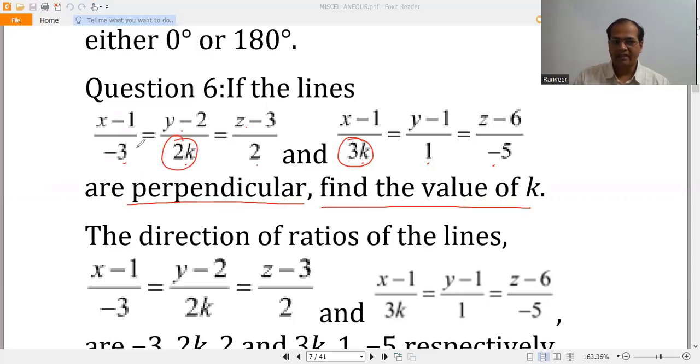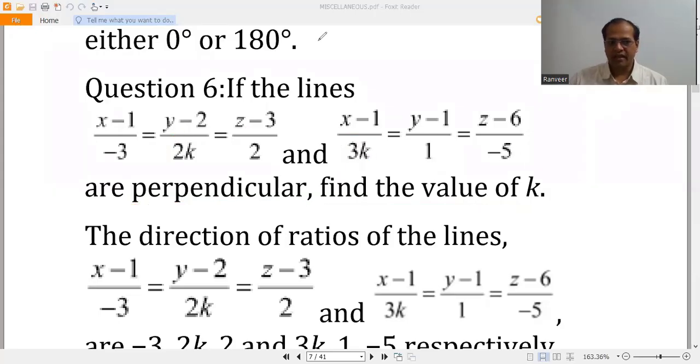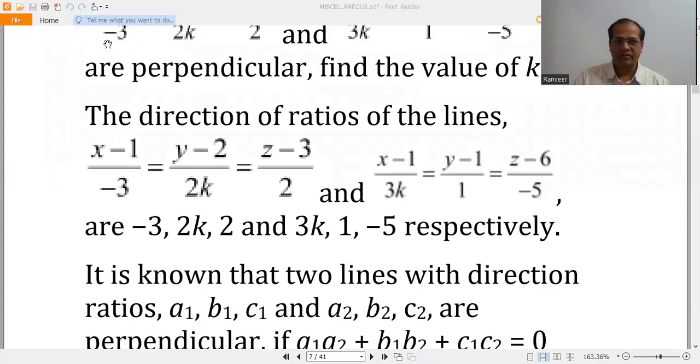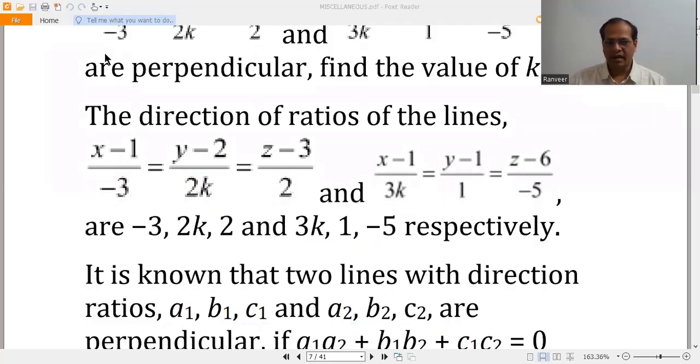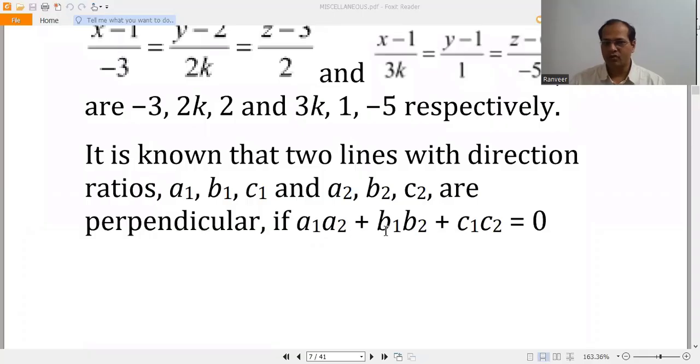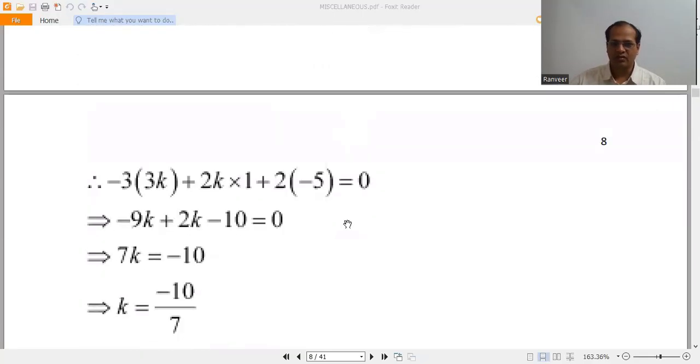Now the direction ratios of both the lines we first have to find out. So the direction ratio of the first line is -3, 2k and 2, and for the second, 3k, 1 and -5. This is the direction ratio. Now we know if two lines are perpendicular to each other and their direction ratios are a1 b1 c1, a2 b2 c2, we can write the perpendicular condition: a1a2 + b1b2 + c1c2 is equal to 0.